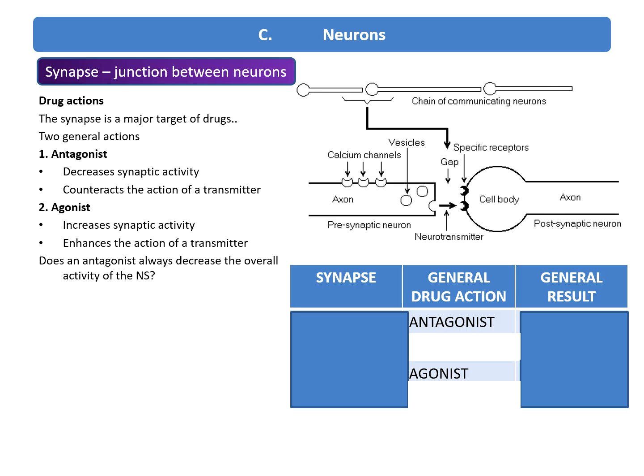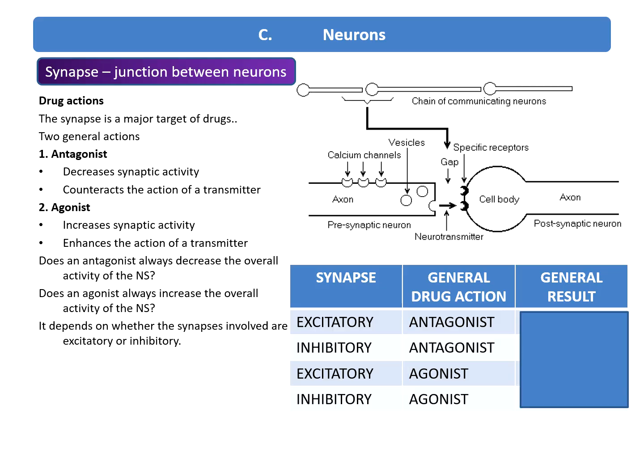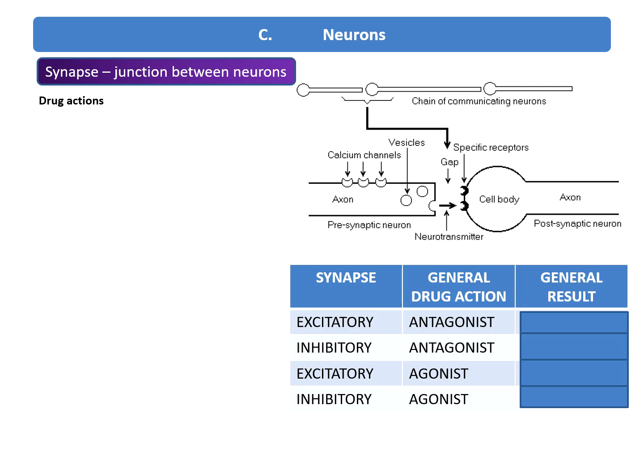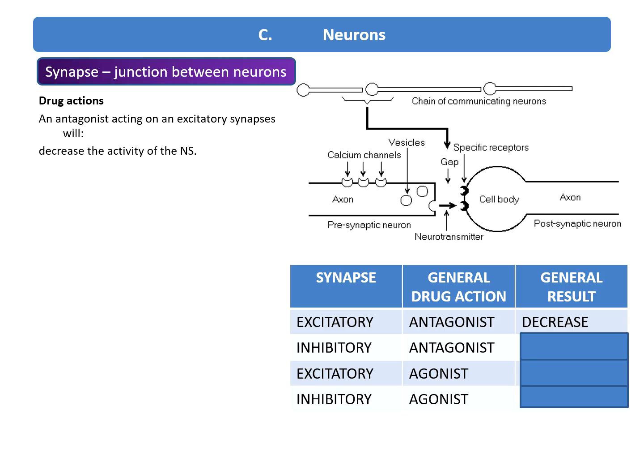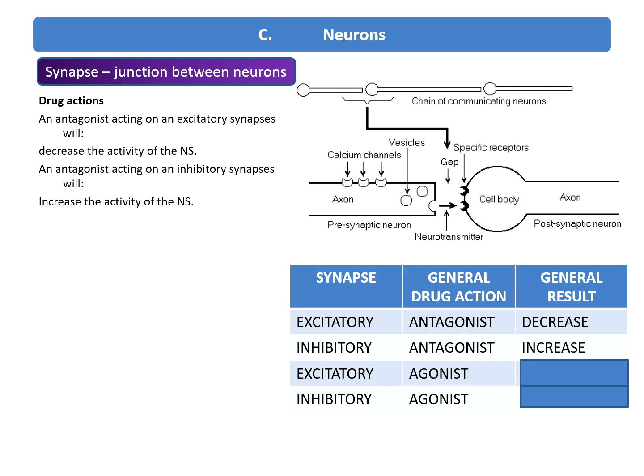Does an antagonist always decrease the overall activity of the nervous system? Does an agonist always increase the overall activity of the nervous system? No, it depends on whether the synapses involved are excitatory or inhibitory. An antagonist acting on an excitatory synapse will decrease synaptic activity. An agonist acting on an inhibitory synapse will increase synaptic nervous system activity because you're removing one of the brakes.